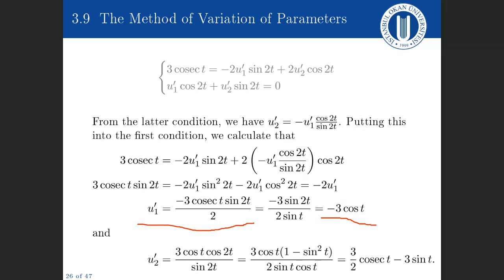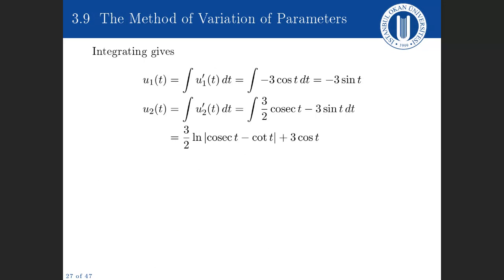We don't want u1 prime and u2 prime, we want u1 and u2. So what we do is we integrate. u1 is the integral of u1 prime. The integral of minus 3 cos t is minus 3 sine t. Don't need to worry about a constant, remember, because we're only trying to find one u1 which works.